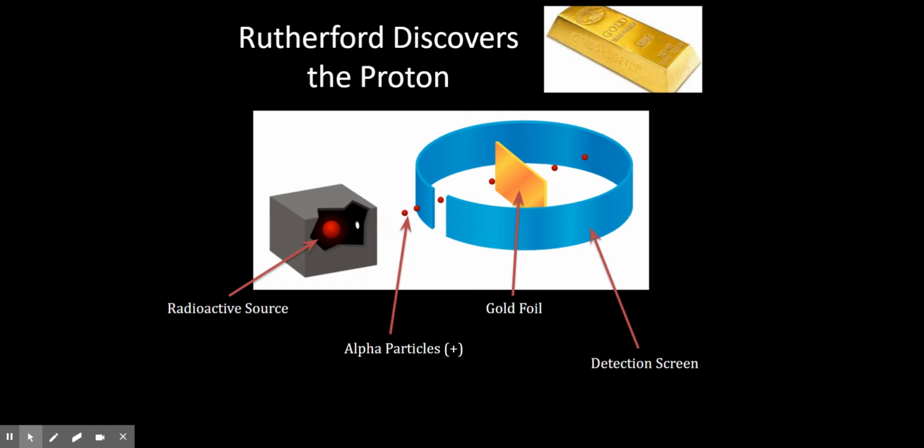Thomson's model was improved even further by experiments by Ernest Rutherford. Rutherford conducted a really famous experiment called the gold foil experiment. He hammered out a really thin piece of gold foil, almost to the thickness of tissue paper. He surrounded that by a detection screen that would glow when radiation hit it. He had a radioactive source that gave off particles called alpha particles, which are positively charged, and he directed them at the gold foil.